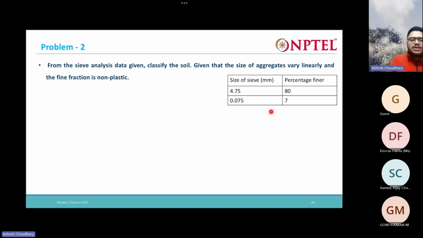Now the next task is to identify whether the coarse grained soil is sand or gravel. Definitely more than 50% is passing through 4.75 mm, so it's definitely going to be sand. So two things are done. First we identified that the soil is coarse soil. Then we identified what kind of coarse soil: sandy coarse soil. Now the next part we have to do.